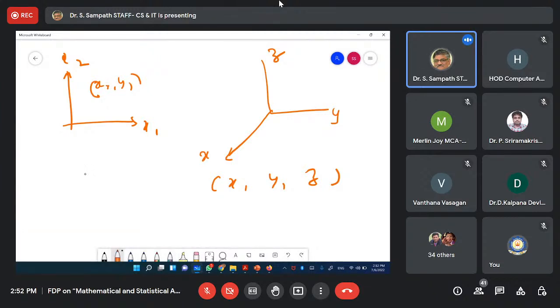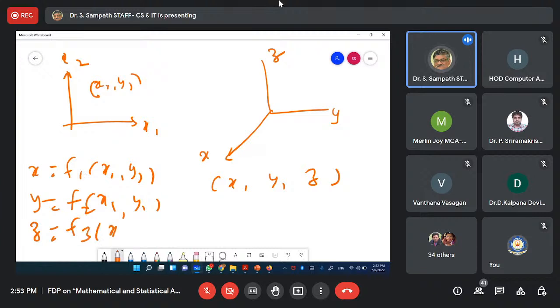That means this x will be one function of x1, y1. And this y will be another function, f2 of x1, y1. And this z will be f3 of x1, y1. So creating the additional axis requires the creation of new transformations.